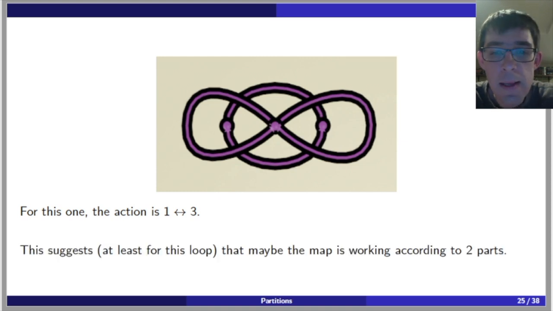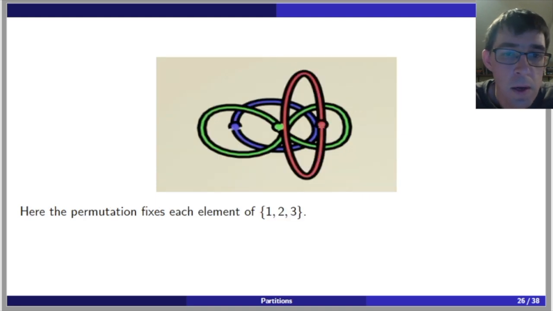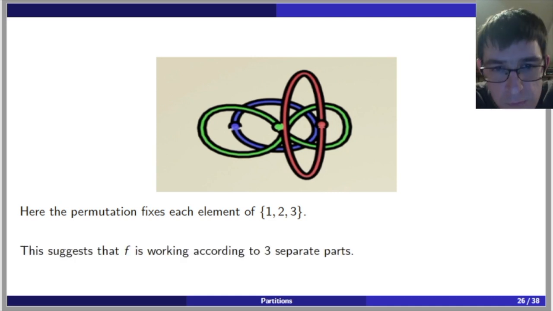It suggests, in the case of this particular loop, that maybe my function is working according to 2 pieces. There's the one piece which is just doing its own thing for the point in the middle, and then there's another piece which is doing something else for the other 2 points. All right. In this example, this is the other example that I showed you. Here, every point is coming back to where it started, right? So the permutation here will be the trivial permutation, which leaves each of those points fixed. And for this particular loop, this suggests that maybe your function f is actually working according to 3 separate pieces.